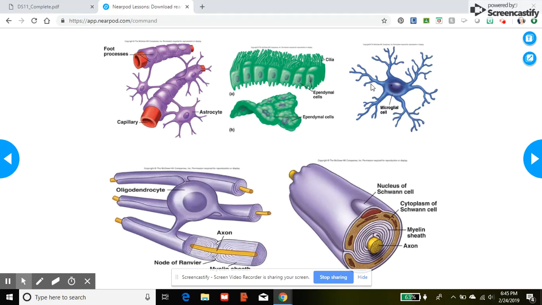Those microglial cells, right? They're micro, they're very small, but kind of those bacteria producing cells. And then the last one, we have these little ependymal cells, and they've got some cilia on the other end. And then we have the basement membrane down here.